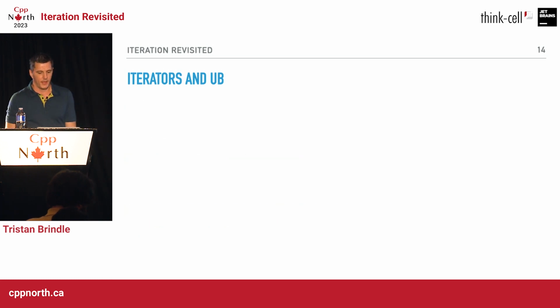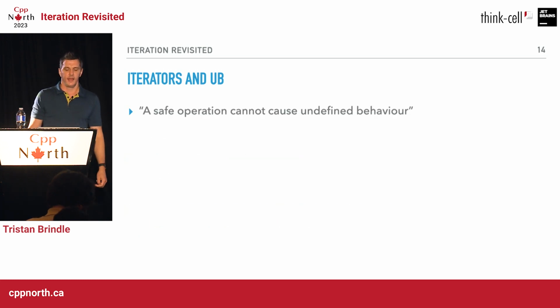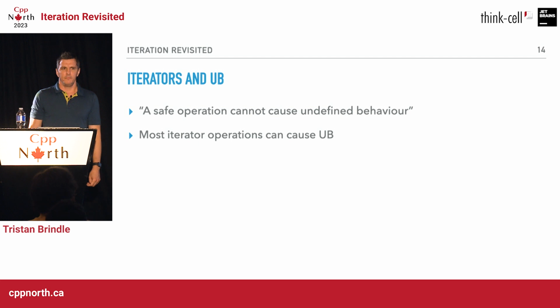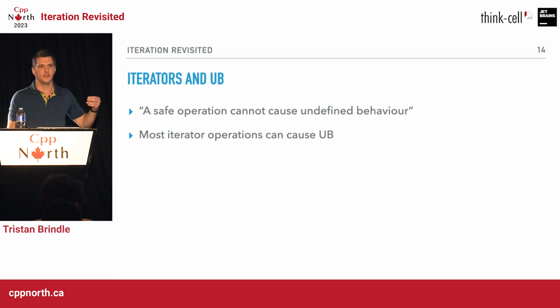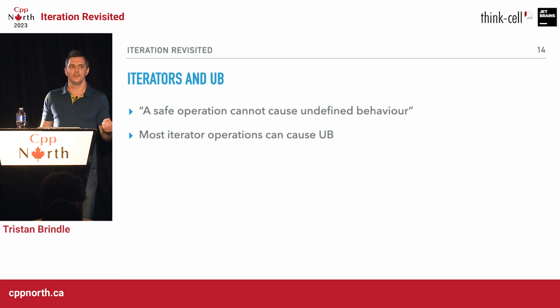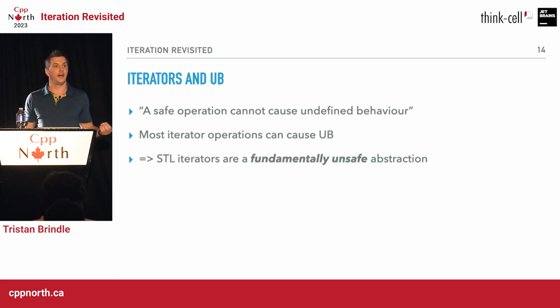So, okay, our statement was a safe operation cannot cause undefined behavior. But as we've seen, most iterator operations can cause UB. And so if you put these two statements together, really there's only one conclusion we can draw, which is that STL iterators are a fundamentally unsafe abstraction.